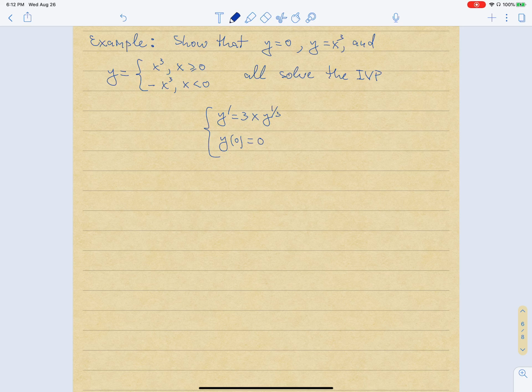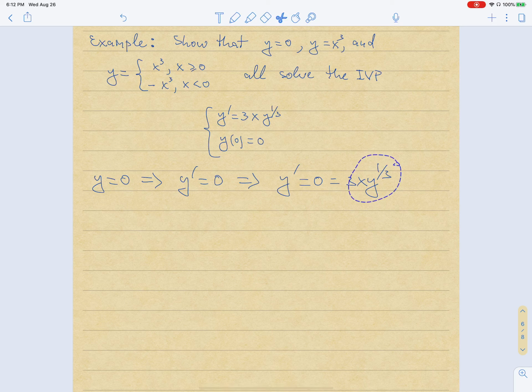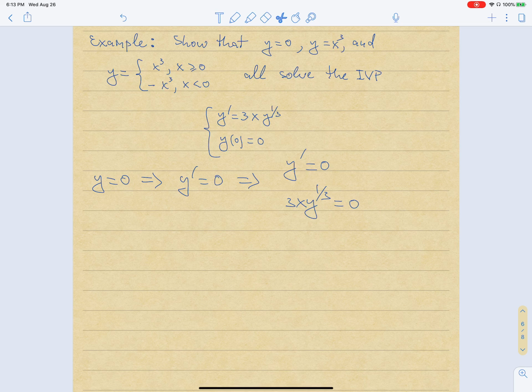And let's try it. So if I set y equal to 0, then clearly y prime is 0. And then y prime, just like I said, is equal to 0, but also 3xy to the 1/3 is also 0, right? So both of these are 0, and so therefore the equation is satisfied. And the initial condition, of course, is satisfied because if y is equal to 0 everywhere, then it is equal to 0 at 0.